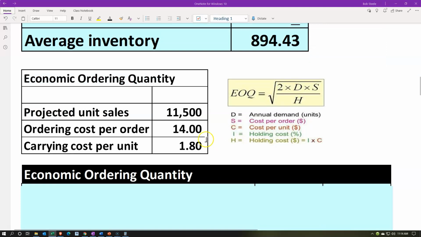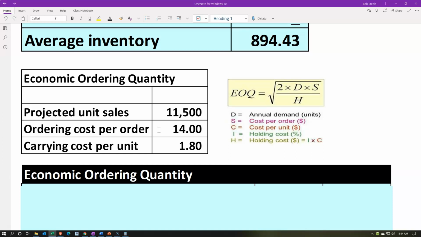Again, we'll do another problem here. We've got the economic ordering quantity. We have the projected unit sales. This is for the entire year, 11,500. The ordering costs per order. So every time we place an order, no matter how many items we order, it costs us $14.